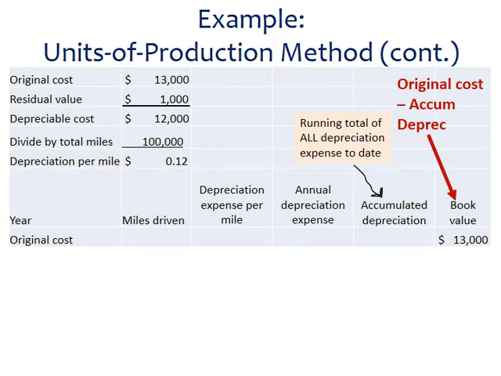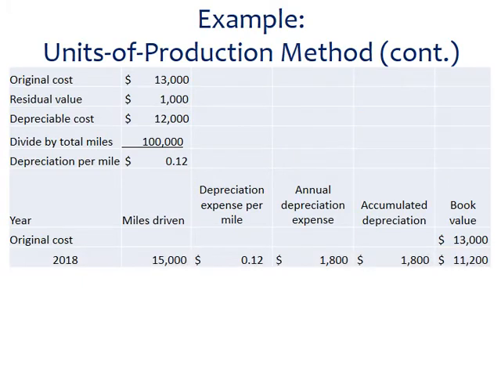We have the units of production depreciation table set up. Notice at the top that I have put the original cost less the residual value to give us a depreciable cost of $12,000. I take that $12,000 divided by the total miles of 100,000 to get the depreciation cost per mile of 12 cents. Now we have a year column, a miles driven column, depreciation expense per mile column, annual depreciation expense column, accumulated depreciation column, and a book value column. The first row will hold the original cost of $13,000 in the book value column.